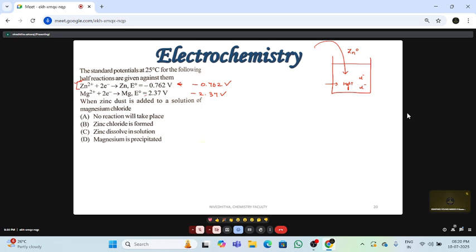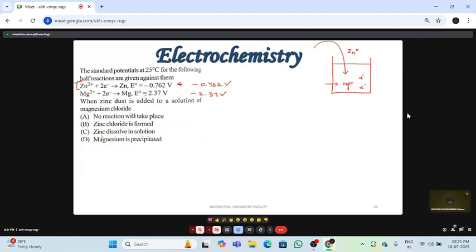Option D is magnesium is precipitated. Option C, zinc dissolves in solution. Option B, zinc chloride is formed. Option A, no reaction will take place. Okay. Before getting to the options, we have two reduction potentials, right? From this, we can infer so many things. Among zinc and magnesium, which is considered to be anode and which is considered to be cathode? If you connect magnesium and zinc, from these values you can predict which is anode and which is cathode, or the metal which is getting oxidized and which is getting reduced, right? Could you please tell me which metal can get oxidized and which will get reduced?